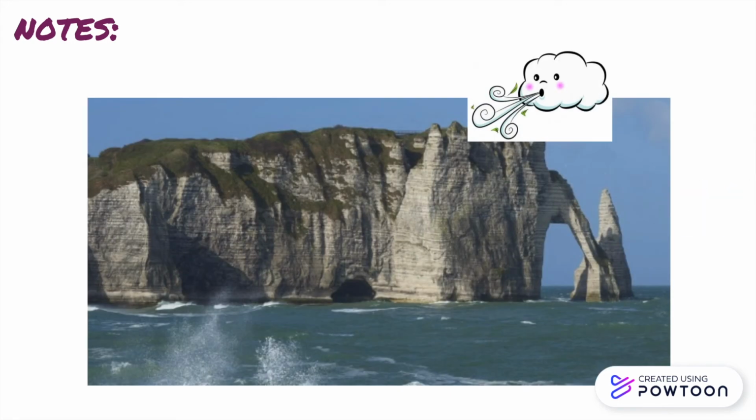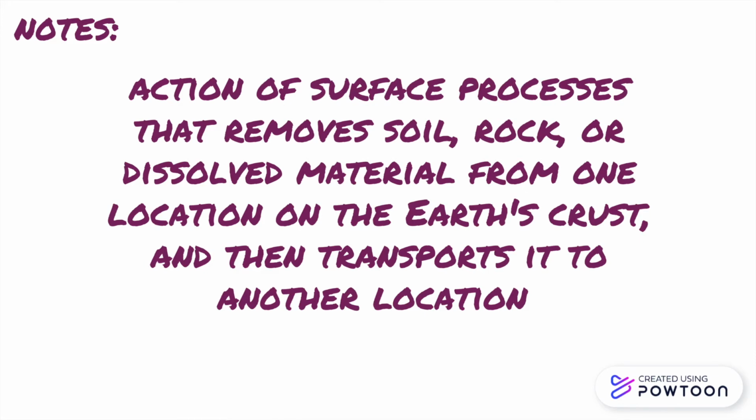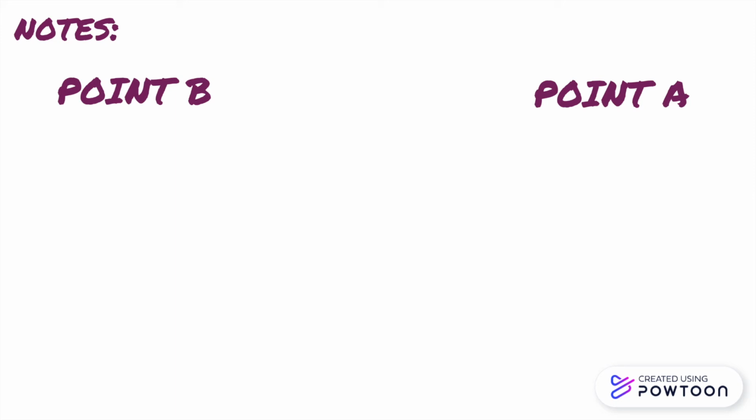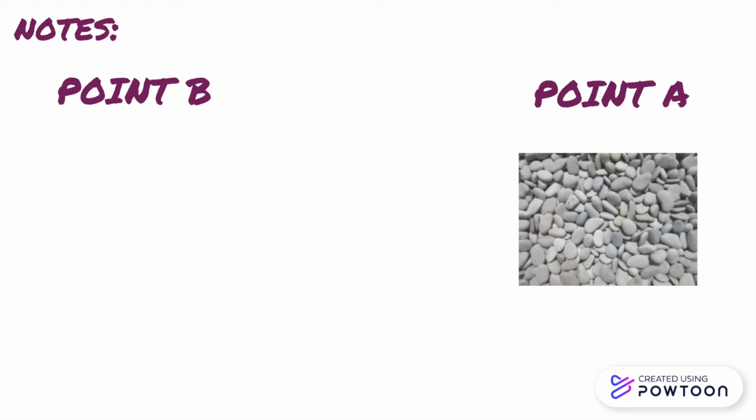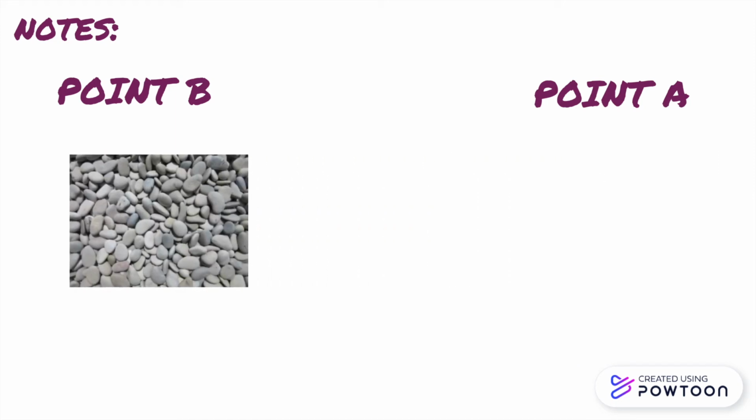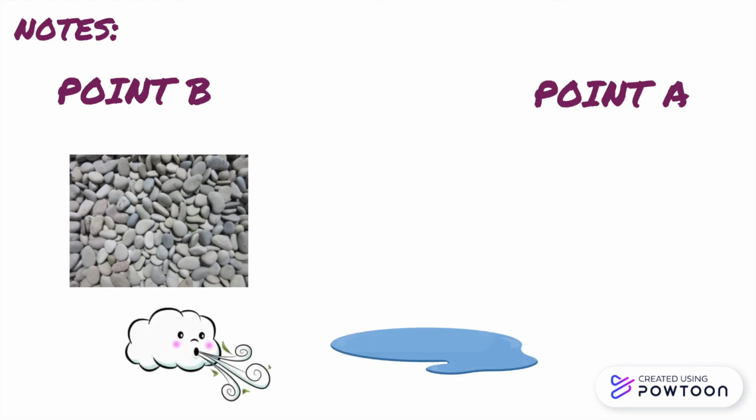Now, erosion is a different process. Like I mentioned before, winds carry the tiny pieces of rock someplace else. If we put this in general terms, erosion is the action of surface processes that remove soil, rock, or dissolved material from one location of the crust and then transport it to another location. So after the rock has been weathered, the source carries the piece of rock from point A to point B. Water and wind act as sources of erosion too.